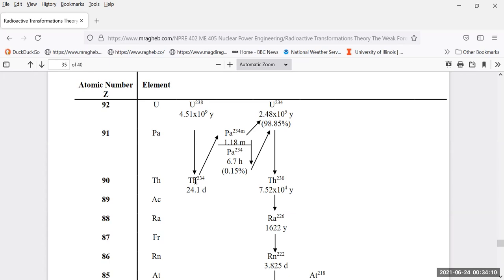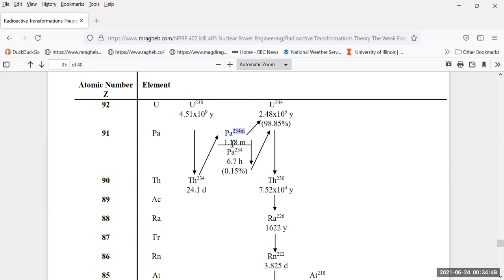So within 24 days, it emits a negative electron. And when you emit a negative electron, like in the decay of tritium, you increase the atomic number from 90 to 91. And the 91st element in the periodic table is protactinium. Also, it can appear as protactinium 234 with a 6.7 hour half-life, or it appears as 234m. This is what we mentioned as a mode of radioactive decay, an isomeric state. So that one is unstable.